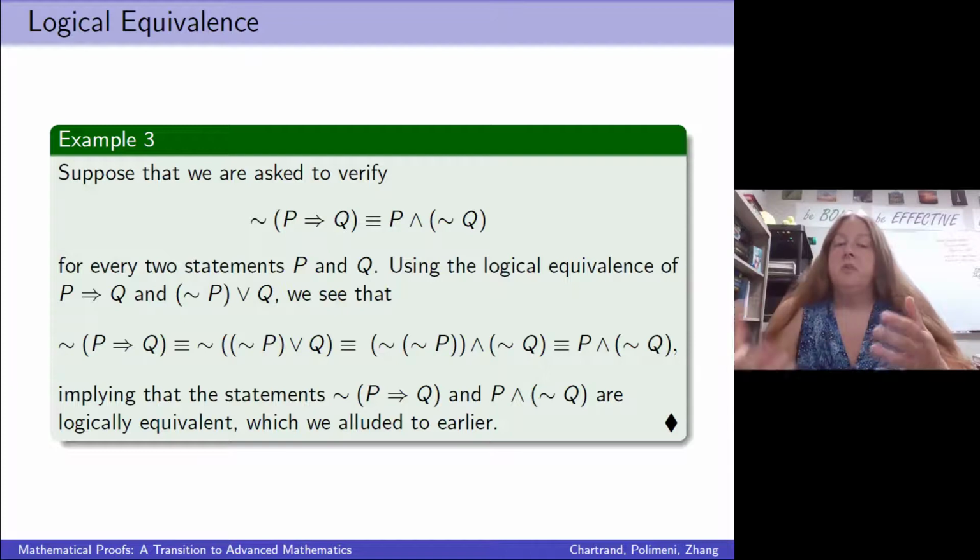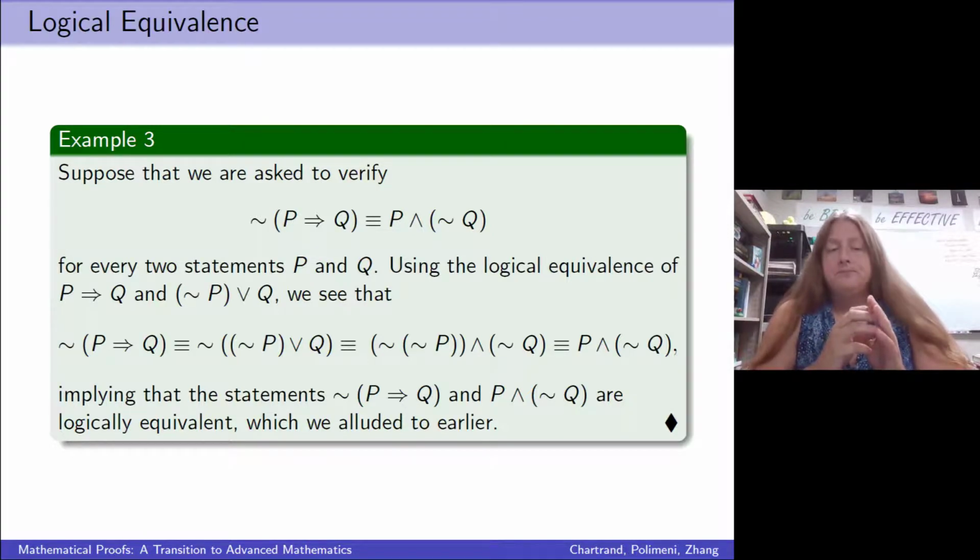We're going to do an example where we show that, back when we were talking about tautologies and contradictions, the examples that we were using there had some logical equivalence that was helping us have those two examples.